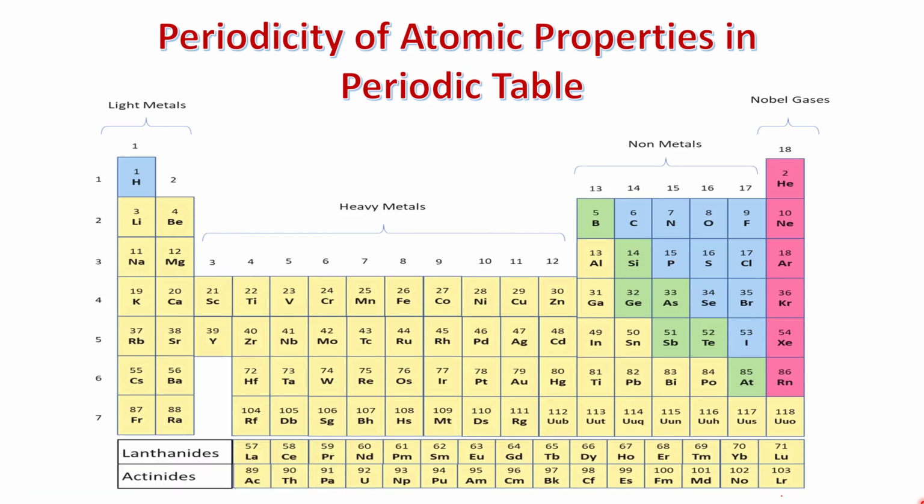As we know, 118 elements have been arranged in the modern periodic table on the basis of increasing atomic number. All the elements are arranged in a very systematic and organized way, and when elements are arranged on the basis of increasing atomic number, they show some periodicity in their behavior. Periodicity means repetition of the properties after regular intervals.